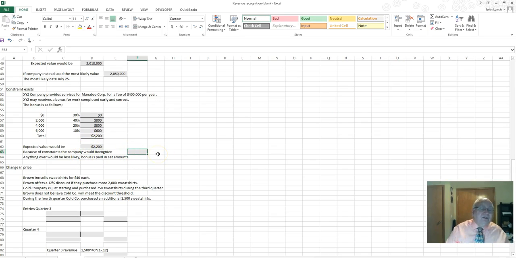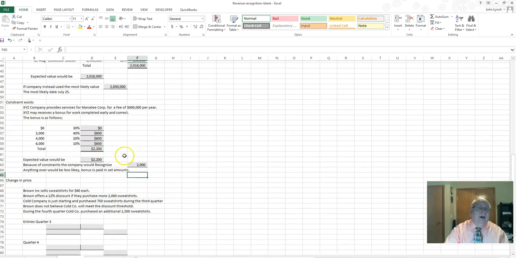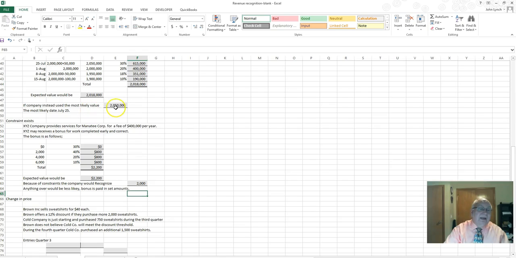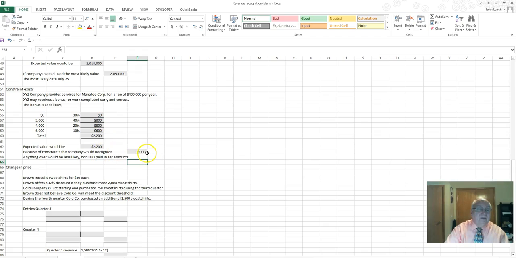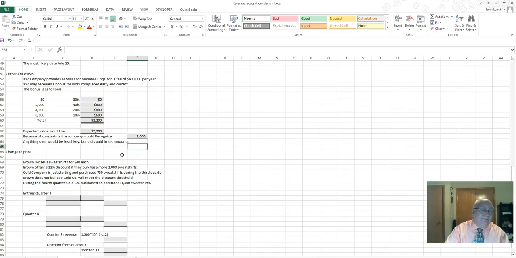Okay, it's a constraint though because it's going to be either 2,000, 4,000, or 6,000. So what the company would do, the most likely approach would be the 2,000. So we record it for $2,000. The whole idea is so you don't overstate it. On this one, the most likely approach is lower, so we probably use that rather than the expected value approach. So you don't want to overstate your estimates for the revenue that you recognize, and that's what you have there.